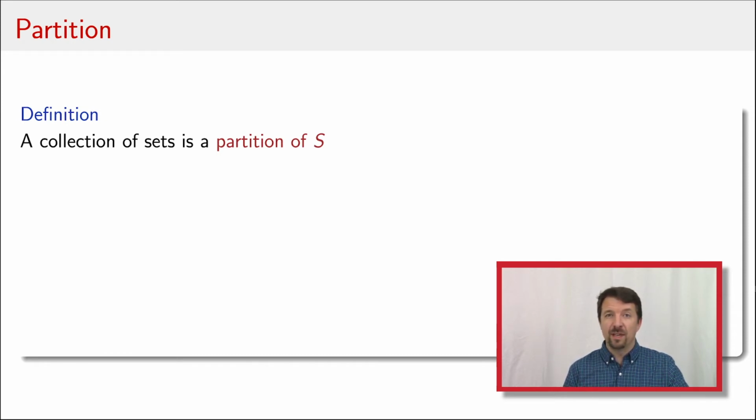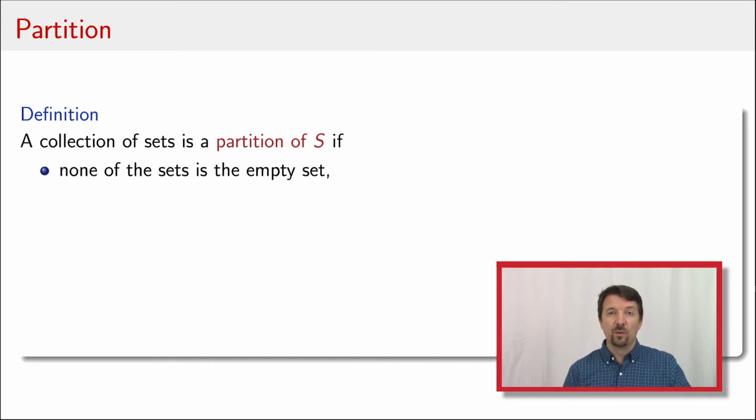So notice here that we need another set for this collection of sets to be a partition of. Typically, you'll be interested in partitions of the universal set, and so we're using that notation here, but in principle, it could be a partition of any set that you would like. So this collection is a partition of S.